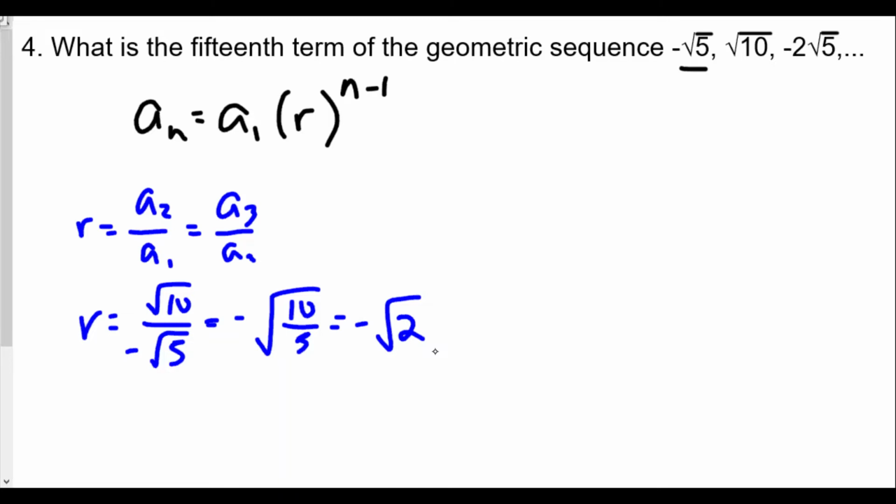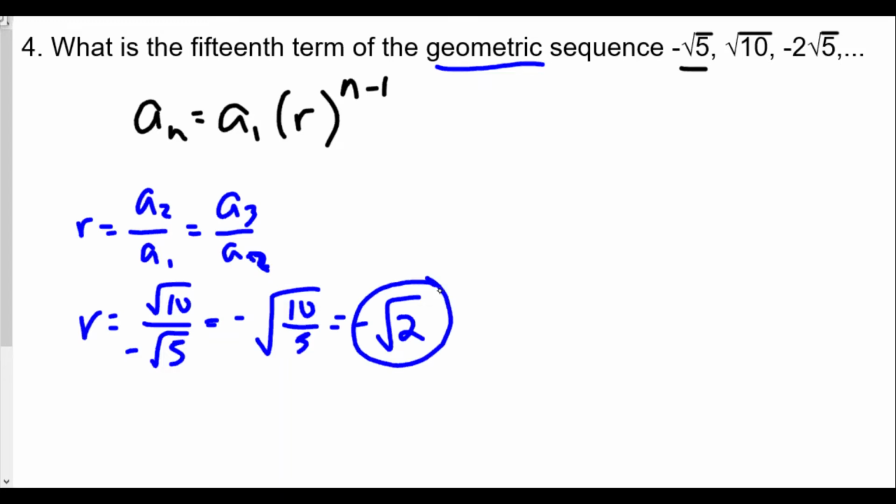We could also do negative 2 times square root of 5 over square root of 10, and we would have to rationalize, but we're going to get the same value. We're already told it's a geometric sequence, so we don't necessarily need to show a3 over a2; it should give the same thing anyway. So we found r equals negative square root of 2.